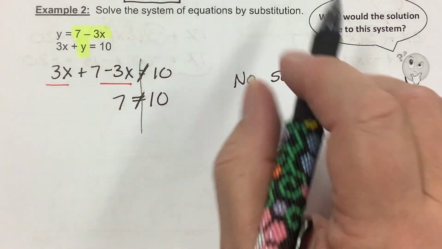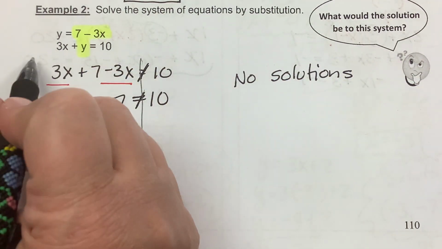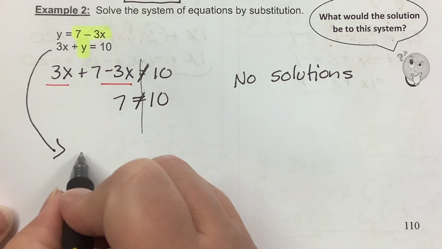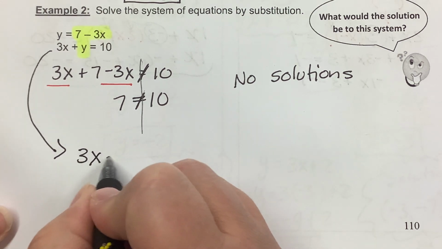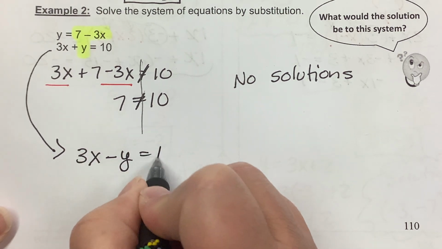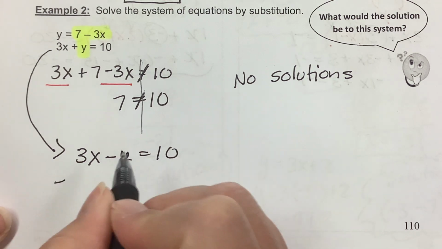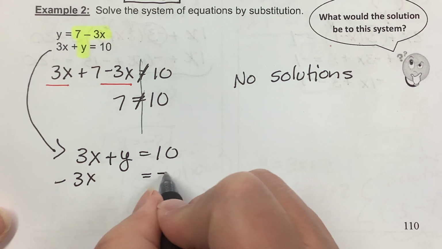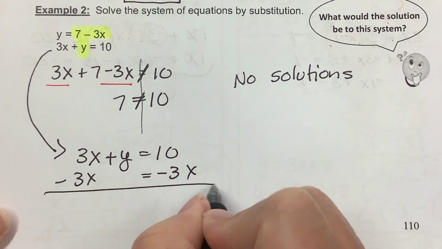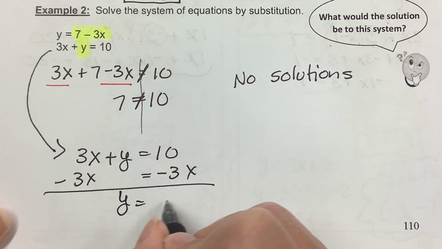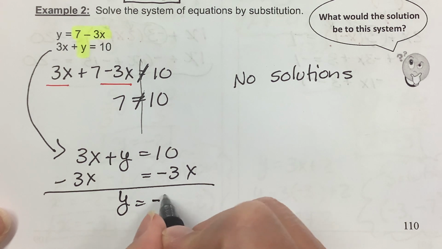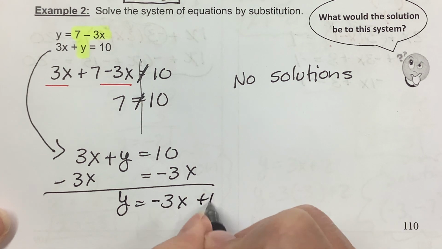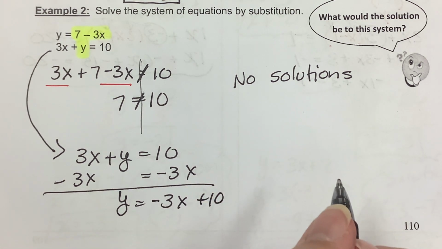Now, I could actually have taken this second equation and done this. 3x plus y equals 10. Subtract 3x from both sides and get y equals negative 3x plus 10, or 10 minus 3x, however you want to write it.